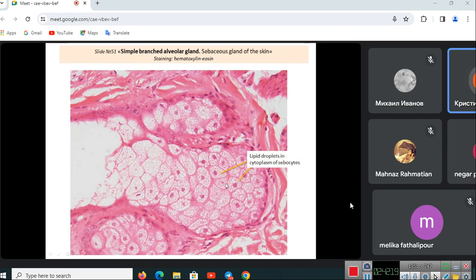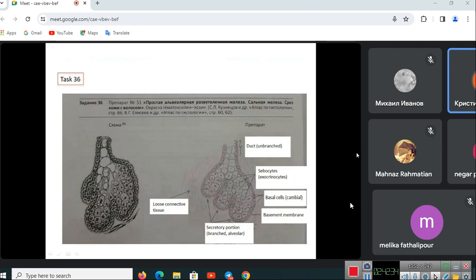Inside the cytoplasm, we can find the lipid droplets. They are not stained, so they look like white bubbles inside the cytoplasm. And also, the cells have smooth endoplasmic reticulum to produce a lot of lipids. So, in your task 36, you should draw such a gland with all the labels.